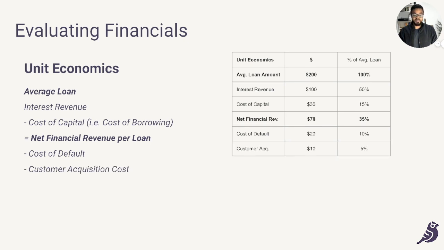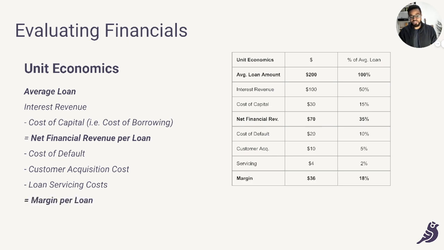The next cost we care about is the customer acquisition cost. So how much does it cost the company to acquire a customer? For this exercise, let's say it costs $10 or 5%. Lastly, we care about the cost of servicing the loan. For this exercise, let's have this be $4 or 2%. With this, we can calculate the company's margin per loan.